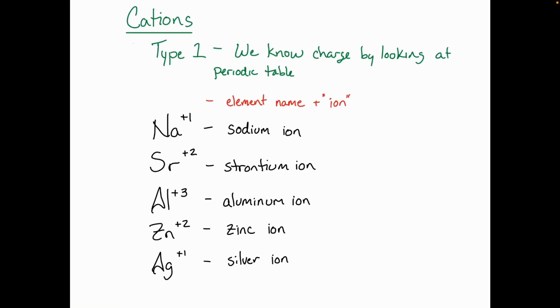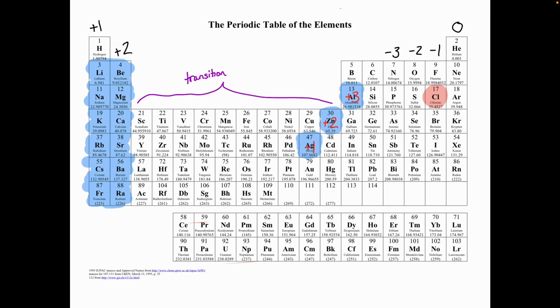All right, so for our cations, all we do is take the element name from the periodic table and plug that word ion onto the end. Okay? And the reason why we get to just name them so simply is that we automatically know their charge just based on the element, because all strontium ions have a +2 charge. All sodium ions have a +1 charge.